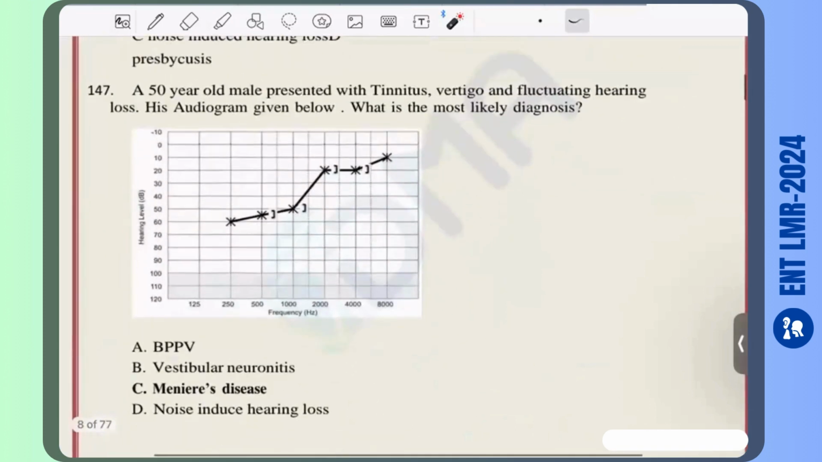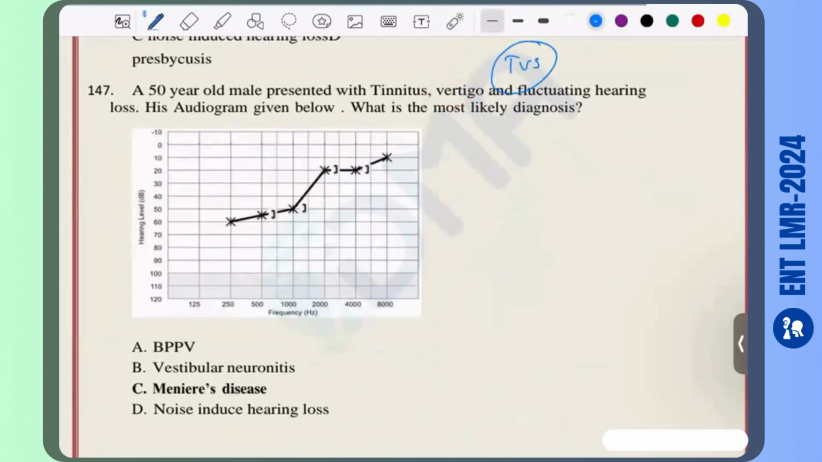A 50-year-old male with tinnitus, vertigo, and fluctuating hearing loss. I have told you TVS: tinnitus, vertigo, sensorineural loss. So I have told you what the audiogram is. This is a rising curve. It is a case of Meniere's disease. Very easy to answer.